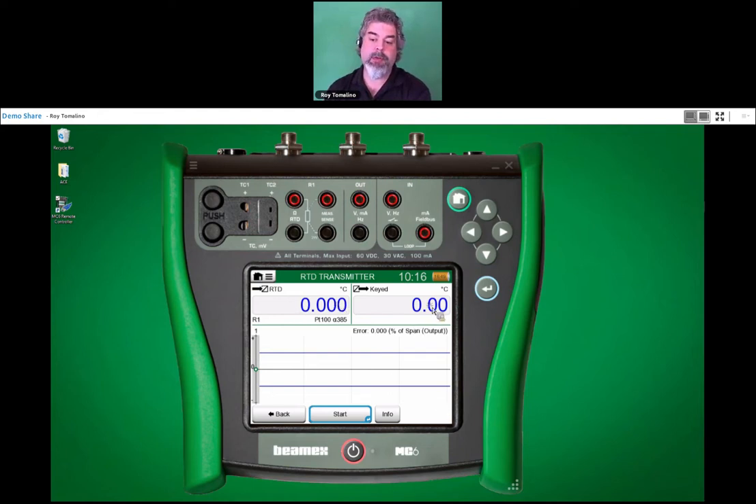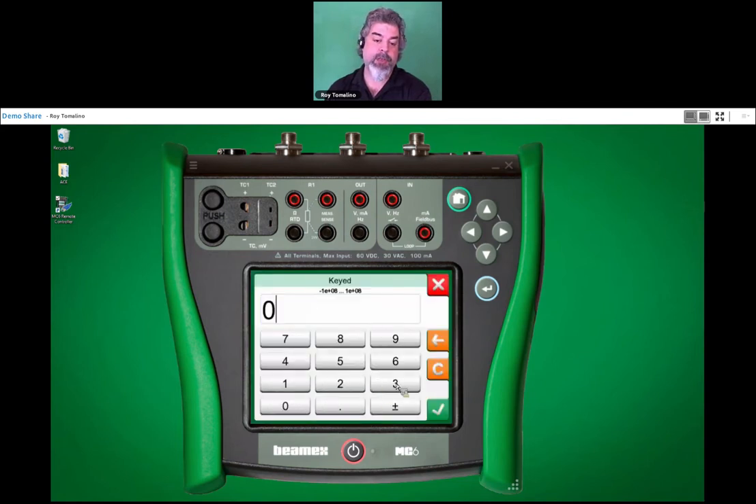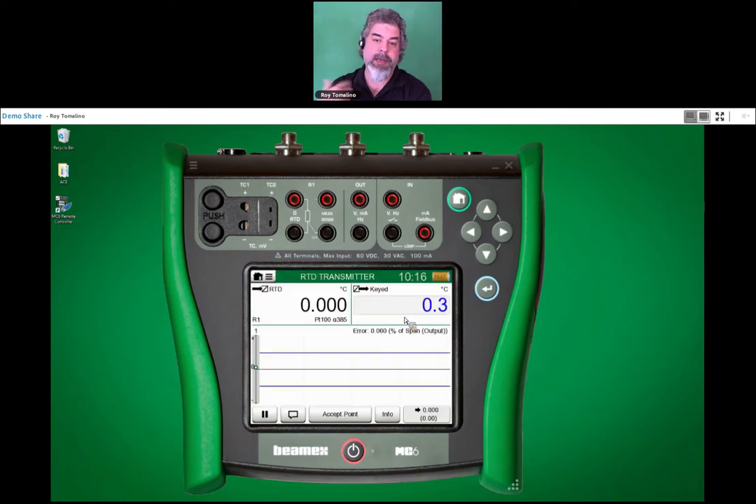So I have 0 degrees input. Oh, you know what? I need to hit start. So I'm keying in my 0.3 degrees. This is my DCS location. We're getting a live error of 0.06% of span. My tolerance is set up for 0.5% of span. Let me accept this point.